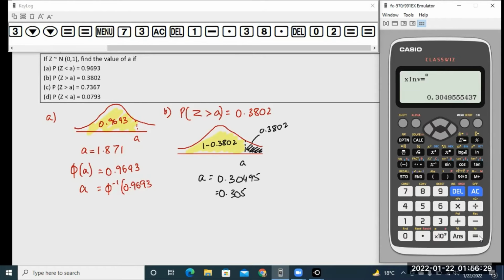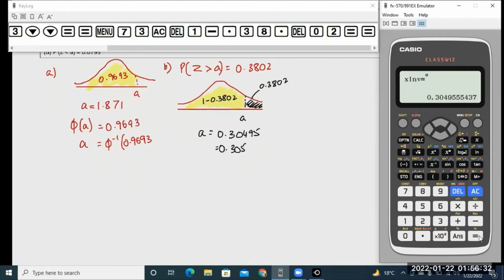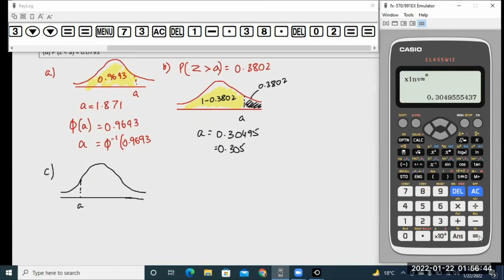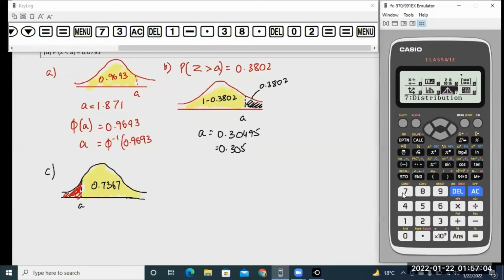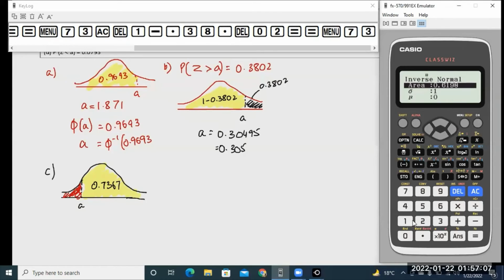Okay, the problem occurs when you have, let's say, part C, and what you want to calculate is 0.7367. Now, according to the normal distribution, since this value for area is greater than 0.5 and your calculator is only capable of calculating to the left of the normal distribution curve, what you need to do is you will just subtract from 1 and your answer will actually come out to be negative.